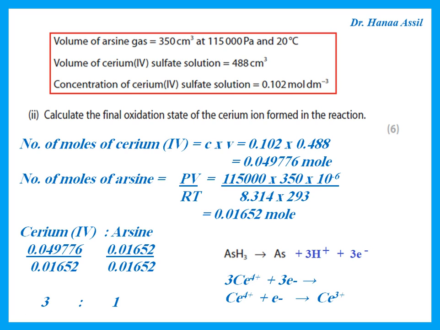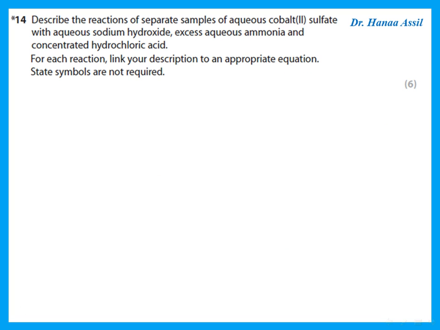Did you notice this? Each AsH3 gives 3 electrons. And he's saying that the ratio of cerium to arsine is 3 to 1. So the 3 ceriums to 1 arsine, which gave 3 electrons. So 3 ceriums reacted with 3 electrons. That means each cerium 4 plus reacted with only 1 electron. So that means it went to cerium 3 plus, or plus 3 oxidation state.